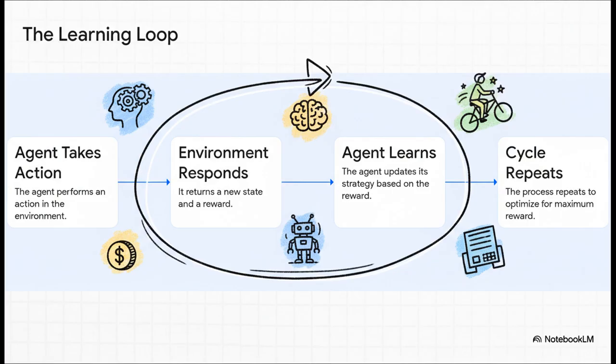The agent tries an action. The environment changes and gives back a reward. The agent learns from that reward and updates its strategy. Then it does it all over again, getting a tiny bit smarter with every single cycle. It's literally learning from experience.